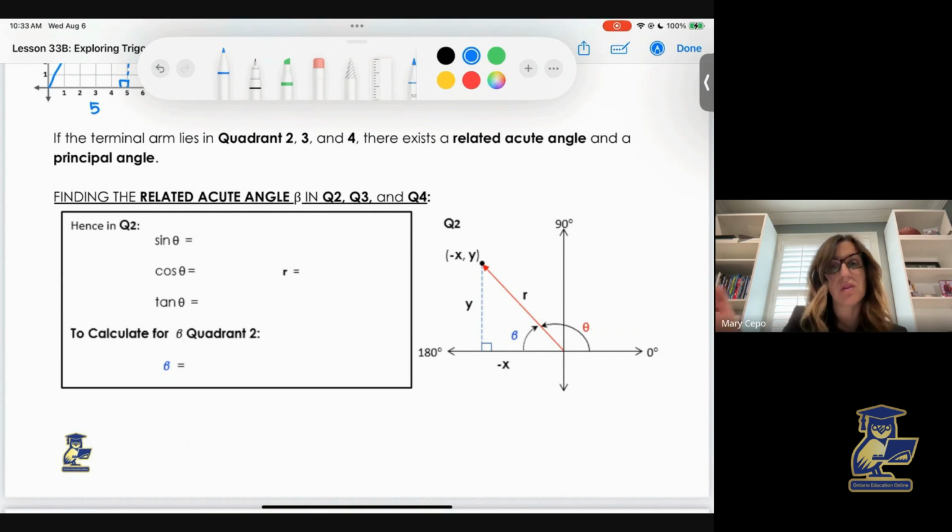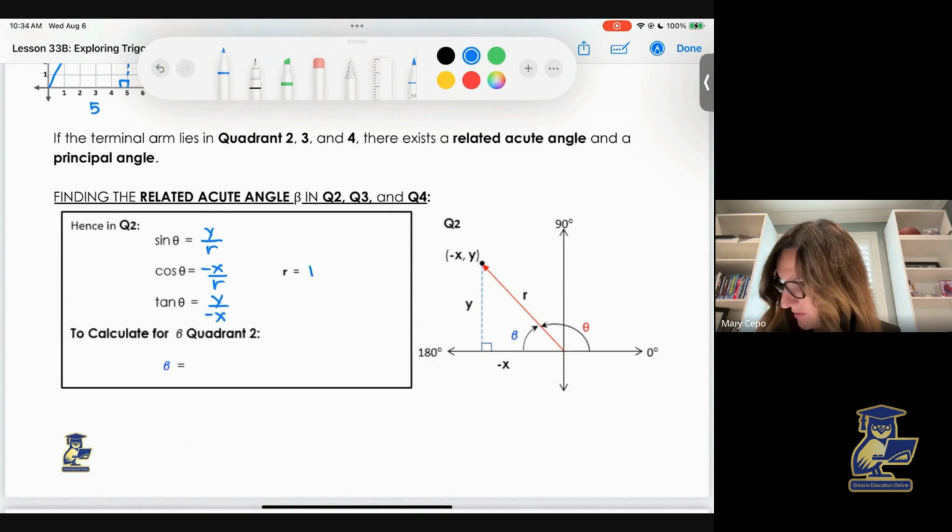When we move the principal angle into quadrant 2, we know all the values of x in quadrant 2 are negative. So we have to indicate that the coordinate for x is negative, y stays positive. How is that going to impact our ratios? Keep in mind all those ratios that have an x in them will now become negative values. Sine theta is not impacted because it's y over r. Cosine, however, does get impacted, so it would be negative x over r, and tan would be y over negative x.